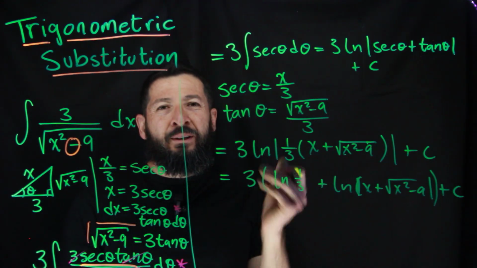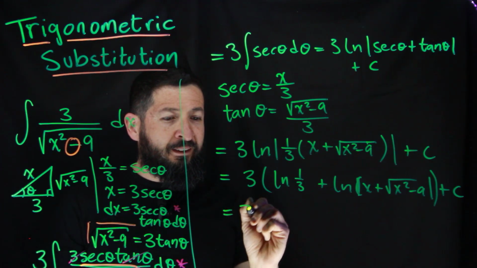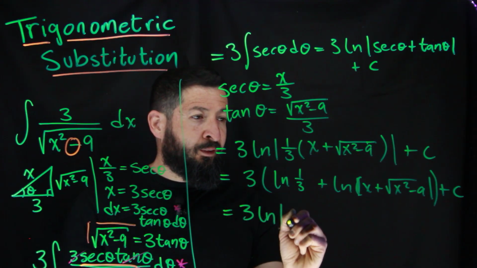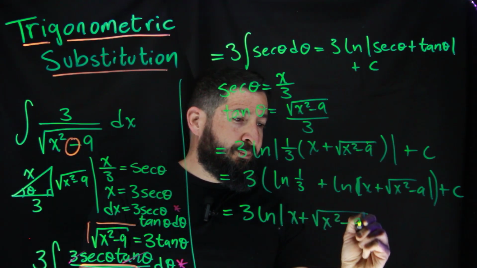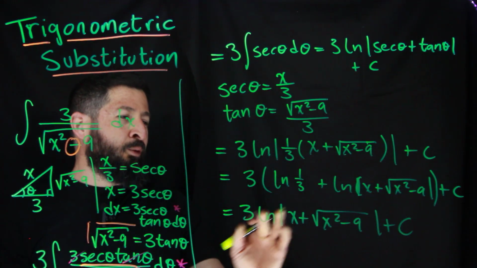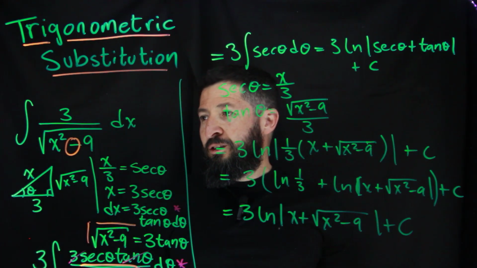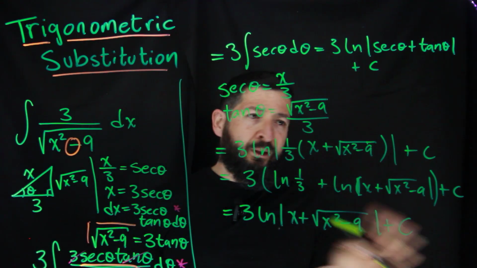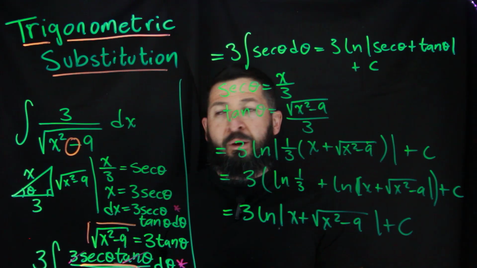But this natural log of 1/3, you can move it and absorb it into the constant. So you can just rewrite this as 3 natural log of the absolute value of x plus square root of x squared minus 9 plus c. And that looks a lot nicer. You could cube it if you want, but that's good enough as it is. So we finished this one. Let me erase everything, rewrite what we had for the other one, and I'll be right back.